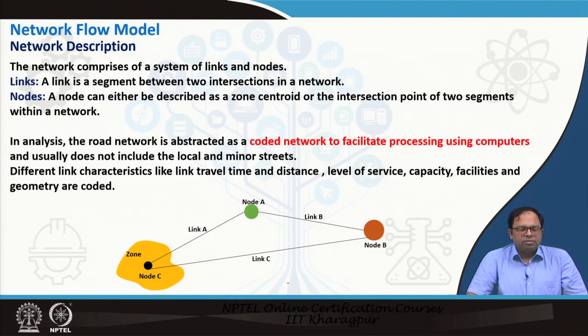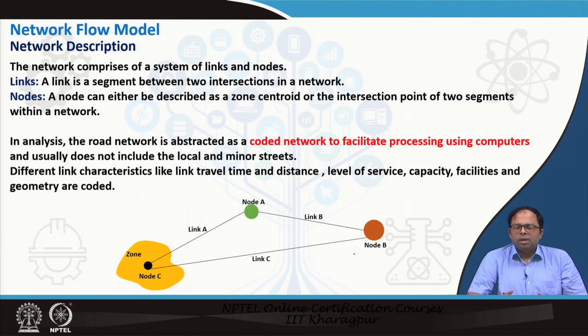So, in analysis of road network, this is how we define the links and nodes, and then the road network is abstracted as a coded network. We use the term coded network. What that means is that each of these links and nodes will be given certain attributes, certain values, and this forms the matrix for those particular nodes, which we can process using computers, because manually it is very difficult to process a large network.